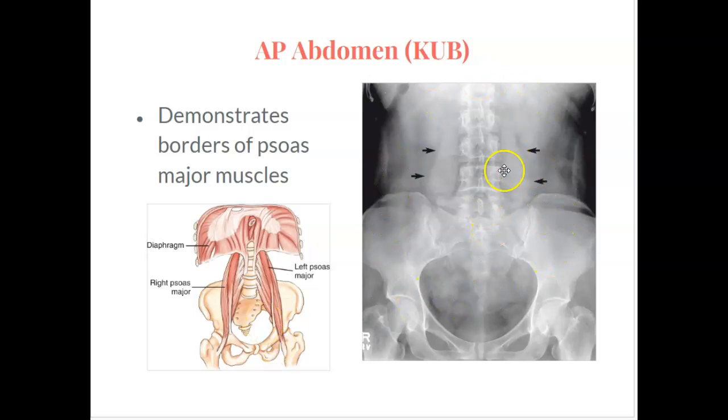If we were looking at an x-ray, the diaphragm would be sitting here, separating the thoracic from the abdominal cavity, and then the psoas muscles are going to be laying on the outside of the lumbar vertebral column. And you will see those on every single abdomen x-ray.